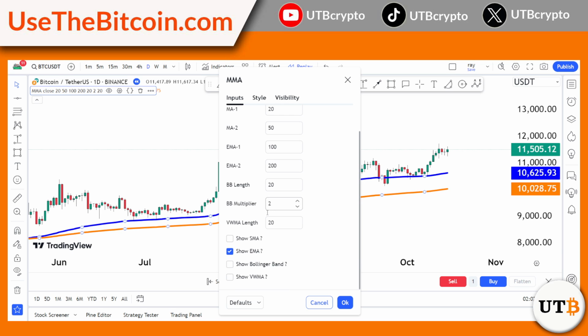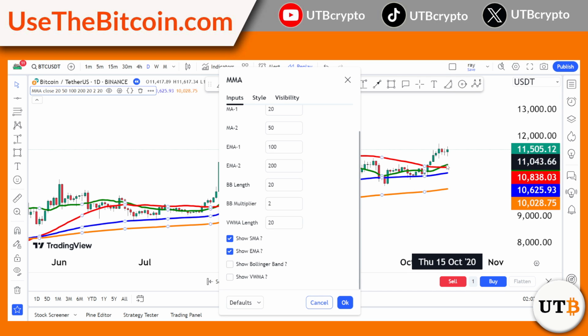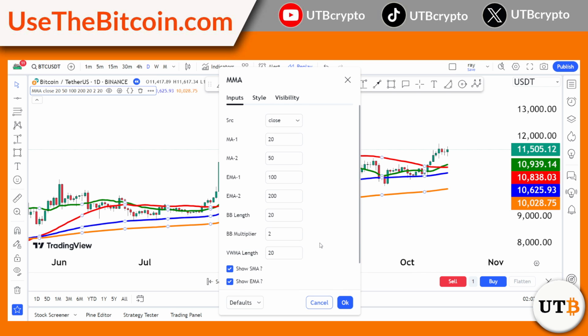All you need to do next is click this one, show SMA. And there you go, you have 4 lines here now. Once you're done with that, just click OK. Again, if I'm too fast, just pause the screen for a moment and copy the settings right here. Then click OK.